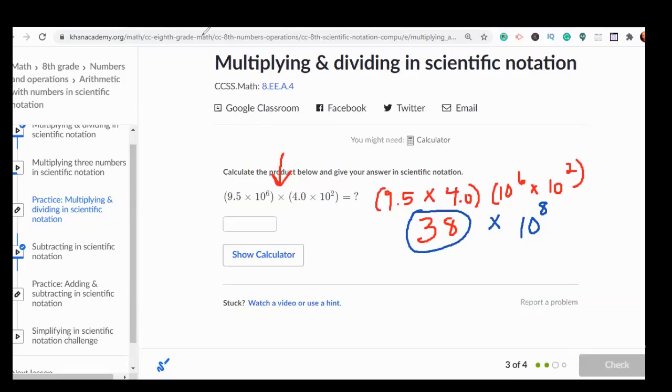So what am I going to do? I'm going to take it all the way back out to standard form and then put it in the correct scientific notation. So 38 has an invisible decimal here. I'm going to move it 8 places to the right. 1, 2, 3, 4, 5, 6, 7, 8. Filling in the zeros.